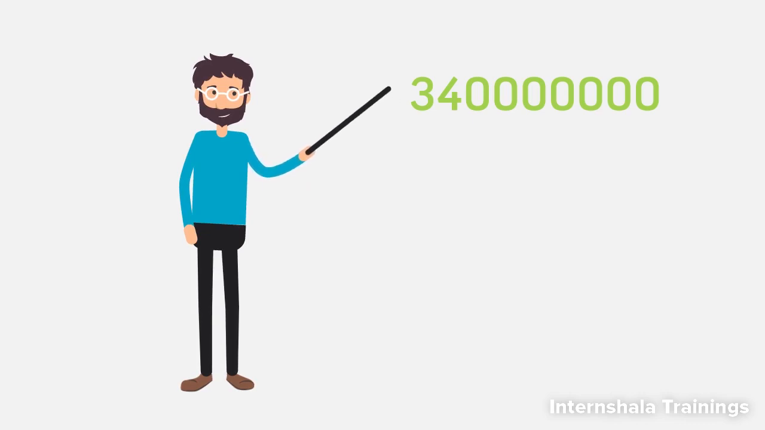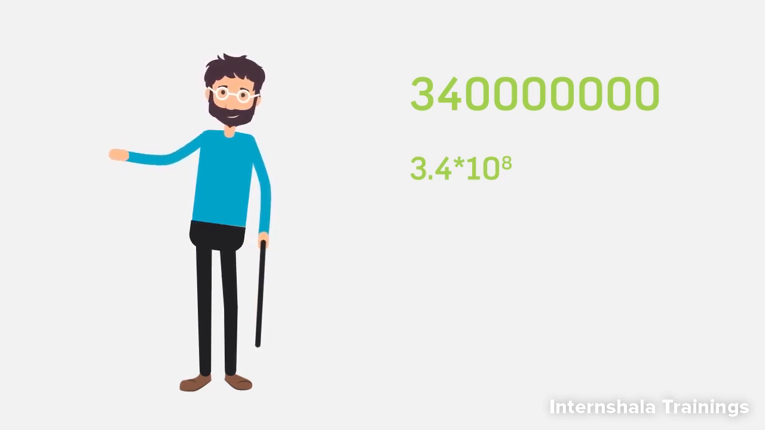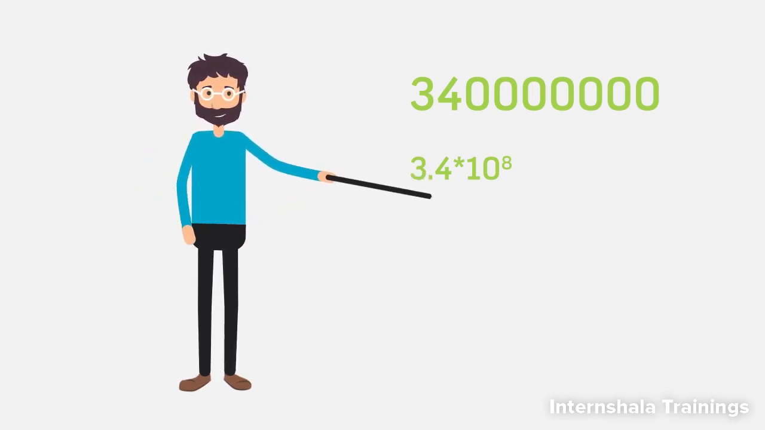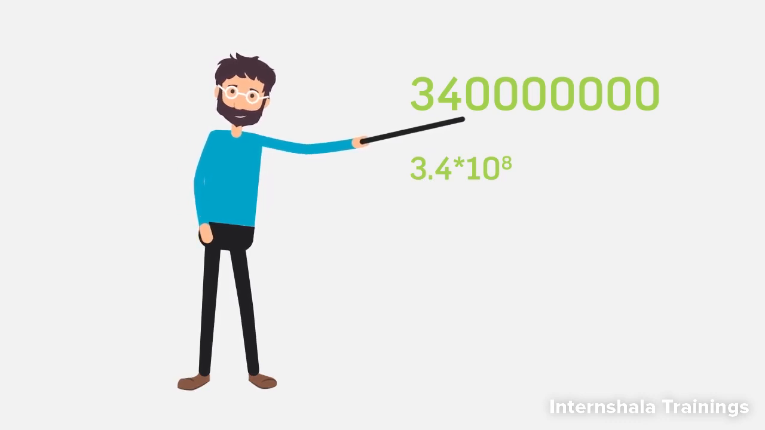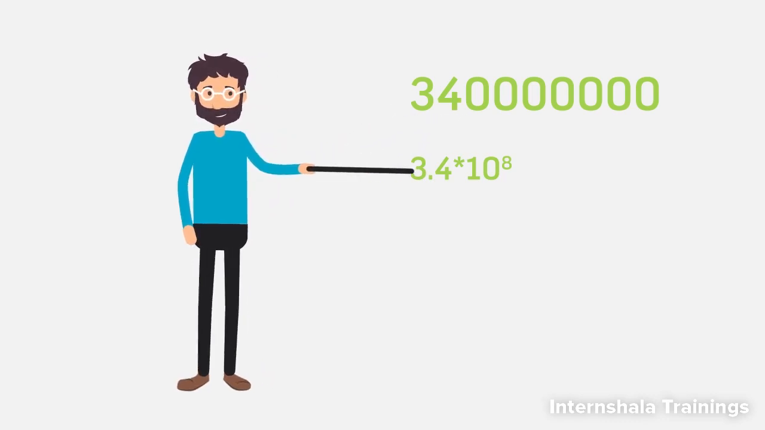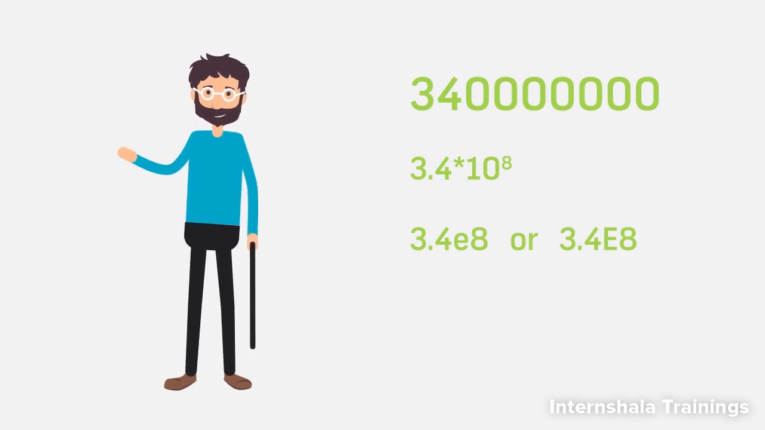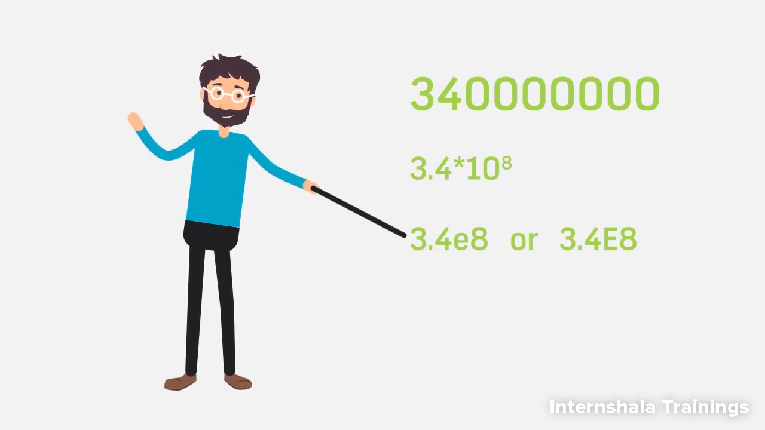We can compact this number by writing the number in two parts. The first part as a number between 1 and 10 and the second part as a power of 10. So 34,000,000,000 becomes 3.4 into 10 raised to the power 8, which is written in scientific notation as 3.4 E8. You can see it at a glance that this figure is in crores.